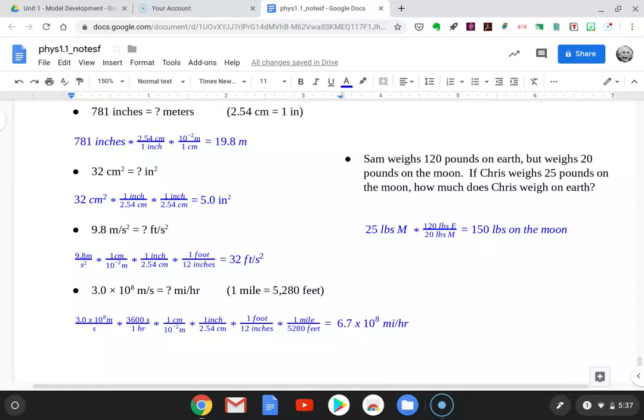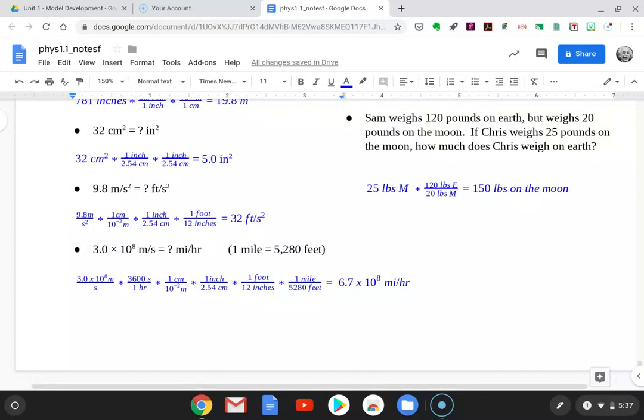I can take centimeters and change it to inches using 1 inch is equal to 2.54 centimeters. And then I would be at inches per second squared, so not there yet, but almost. And I know that 12 inches is equal to 1 foot. And so the inches cancel there. I'd be left with feet per second squared, which would be 32 feet per second squared.